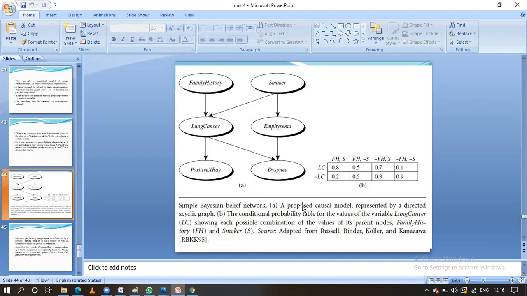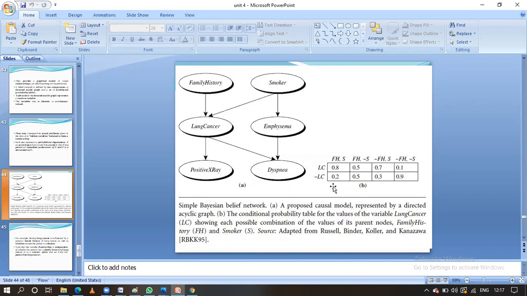Okay, in this way we are going to represent the overall information in the form of a directed acyclic graph as well as a conditional probability table. By using both of these, we are going to represent the overall Bayesian belief network, guys. This is a simple model, that is a simple Bayesian belief network. This one is a directed acyclic graph, this one is a conditional probability table.